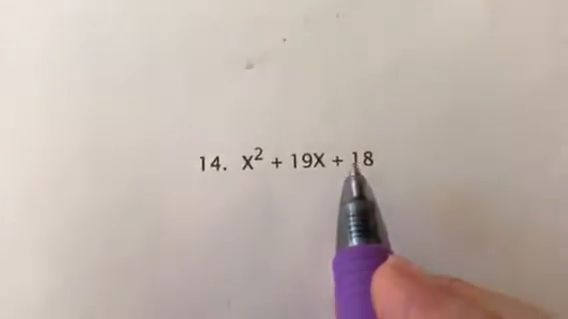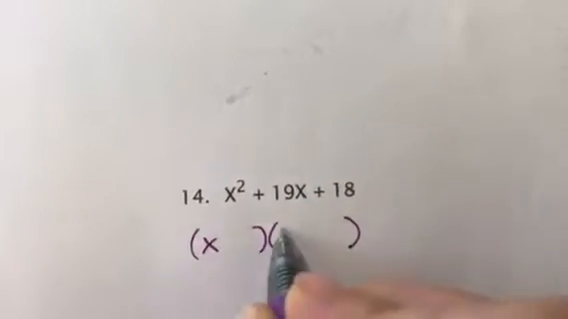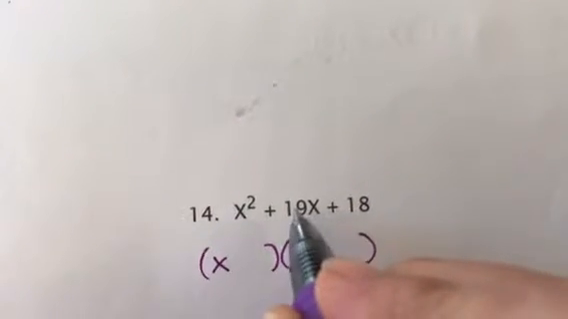Let's do this one real quick. Just one more. Two things that multiply together to give you this. Well, x times x is x squared. Can you think of factors of 18 that add up to 19?